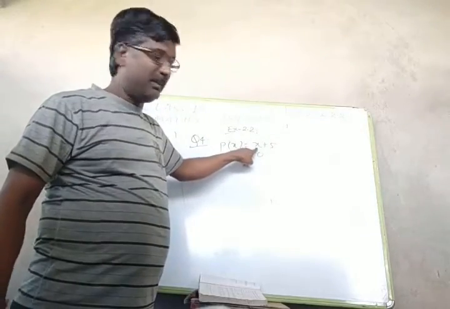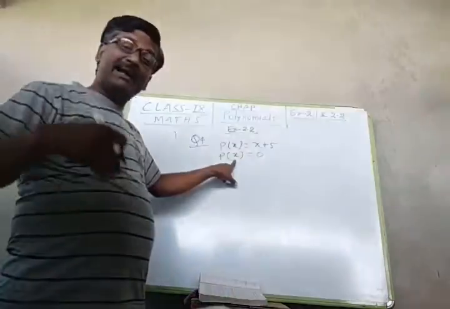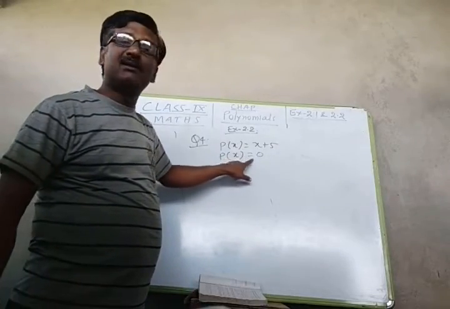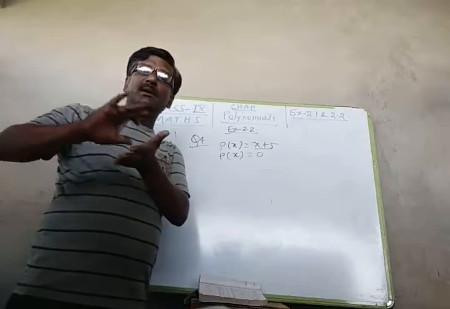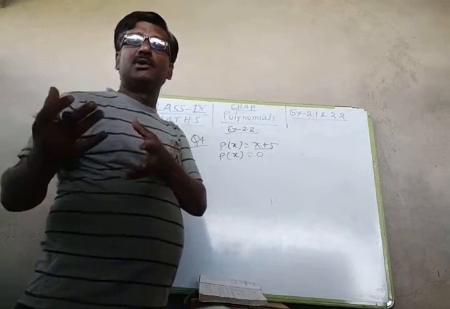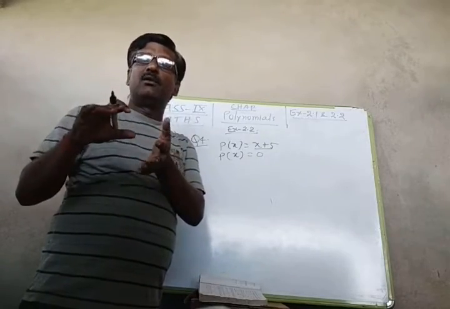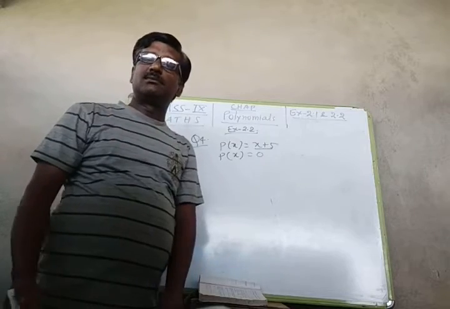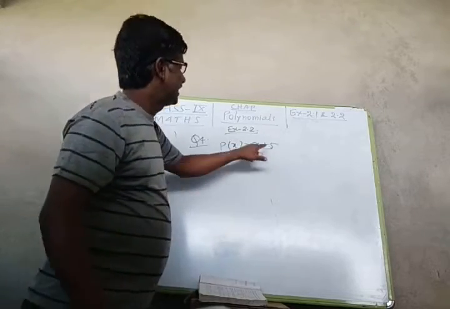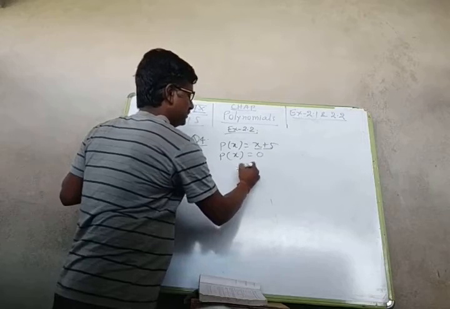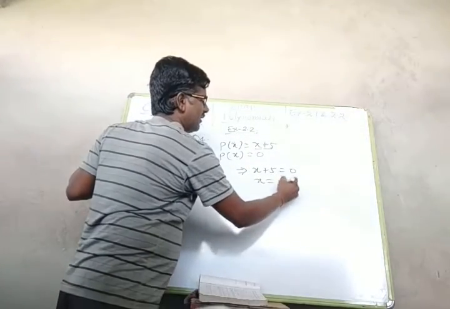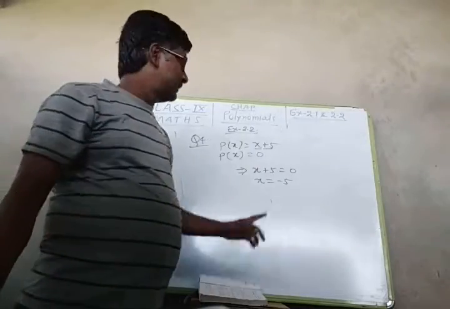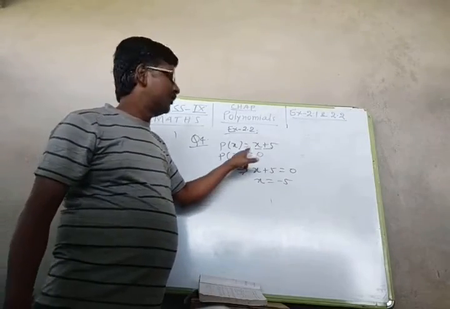P(x) is the polynomial and we have to find its zero. So I have considered P(x) is equal to 0. It means this polynomial must always be equated with zero. And by equating, the value of x that comes will be its zero. So x plus 5 is equal to 0. So x is equal to minus 5. And this way we can say minus 5 is the zero of this polynomial.